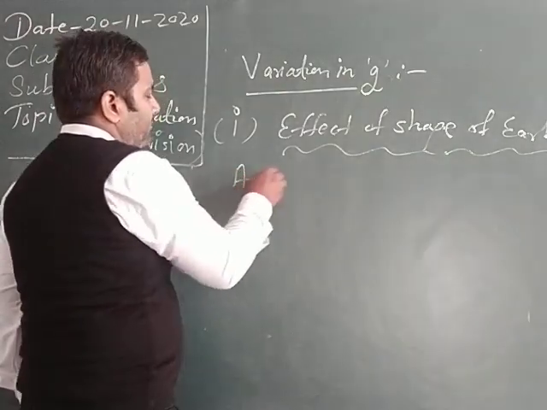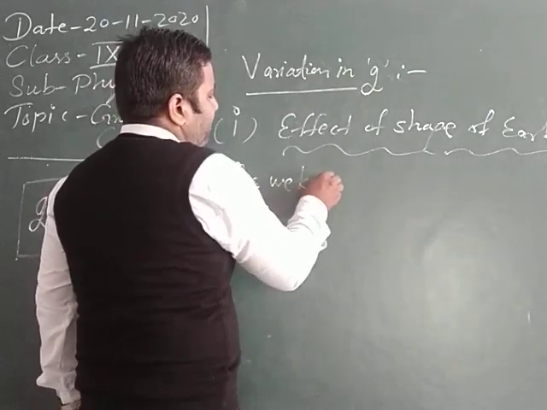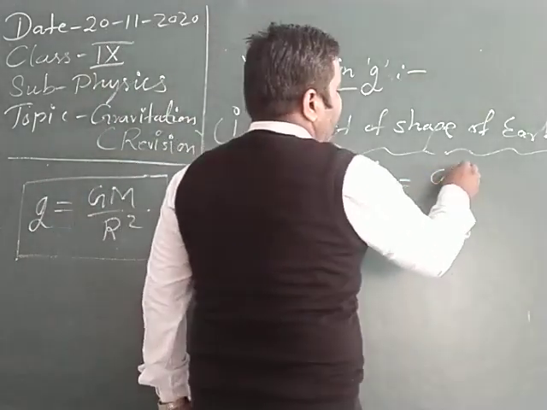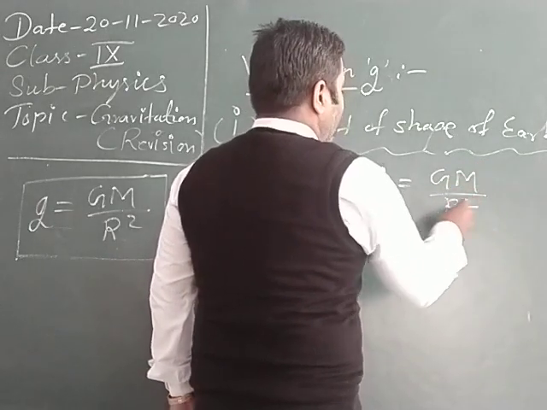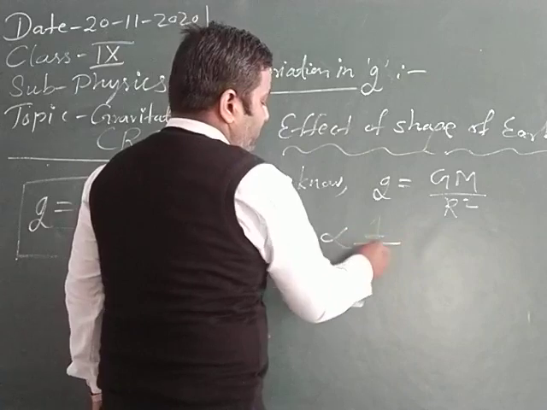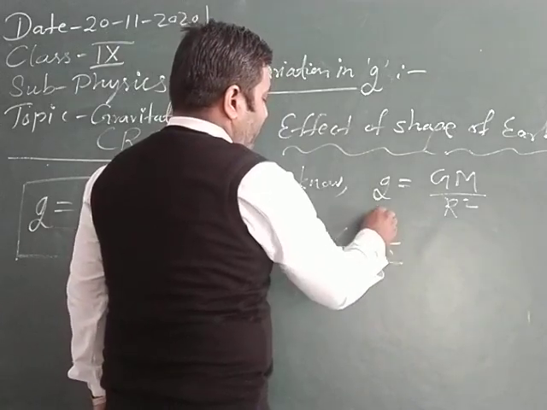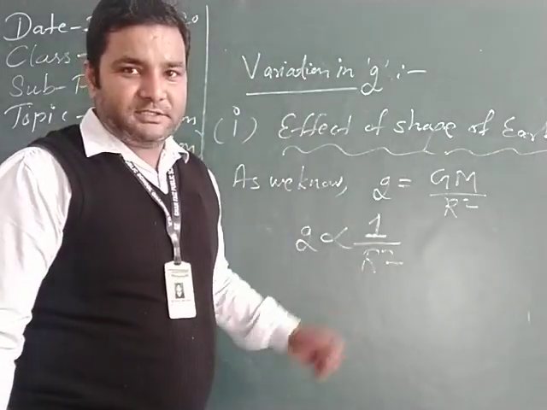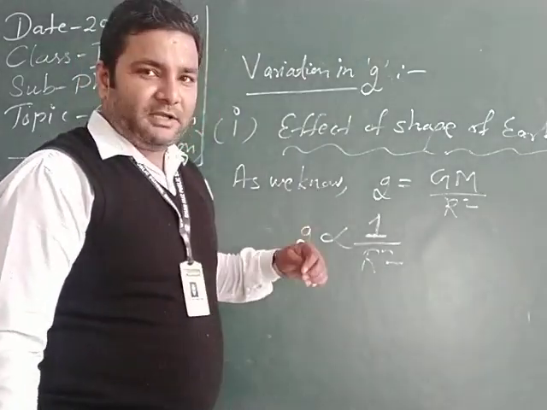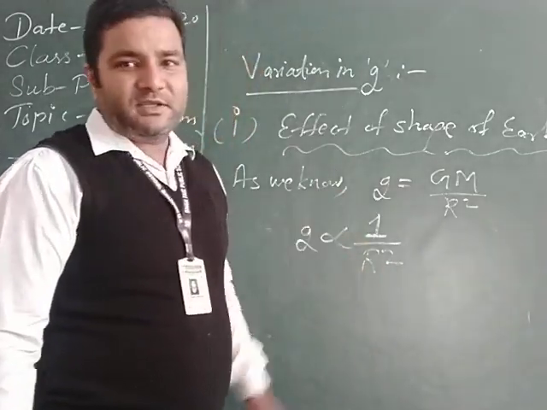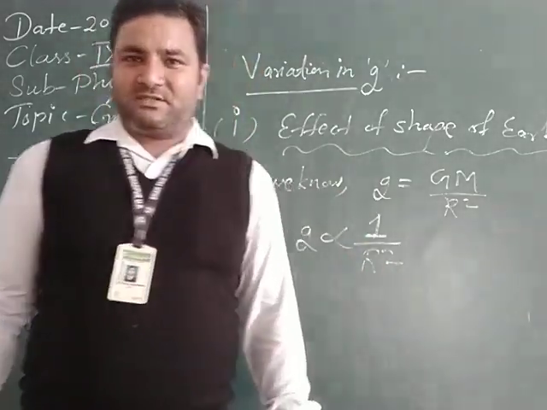As we know, small g is equal to capital G capital M upon R square. g is inversely proportional to R square. It means whenever the radius of Earth decreases, then gravity increases. Reverse of this, whenever the radius increases, then gravity decreases. Clear? Very simple concept.